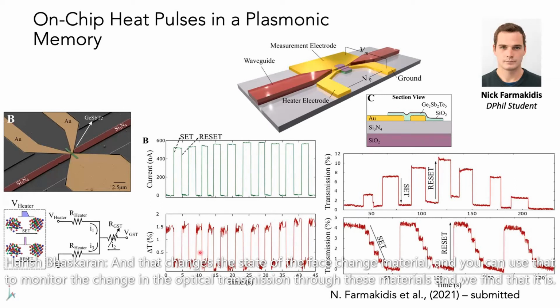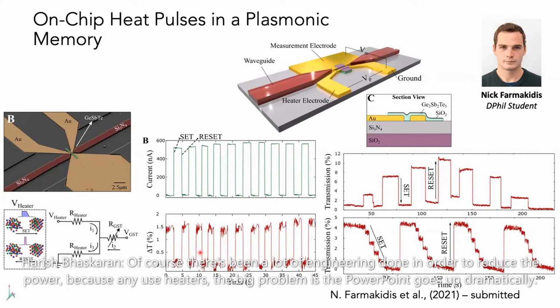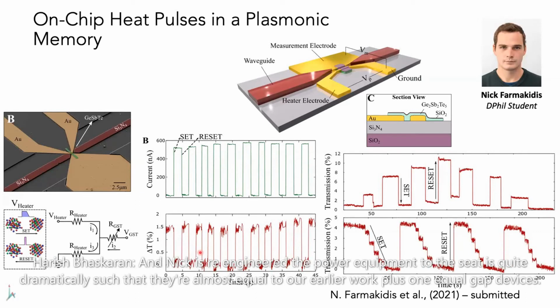We find that it is much more readily controllable, this way of changing the state of the material. We also get better contrast ratio between the amorphous and the crystalline states. Of course, there's been a lot of engineering done in order to reduce the power, because when you use heaters, the big problem is the power required goes up dramatically. And Nick has re-engineered the power requirement for these heaters quite dramatically, such that they're almost equal to our earlier work on plasmonic nanogap devices.